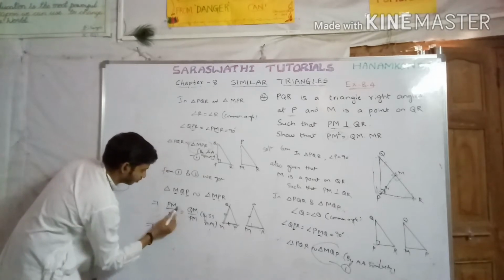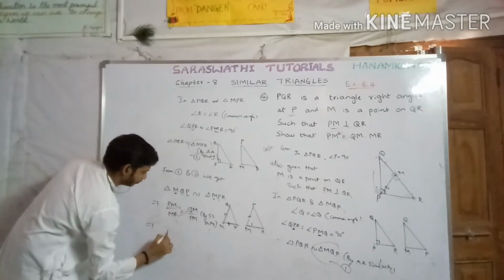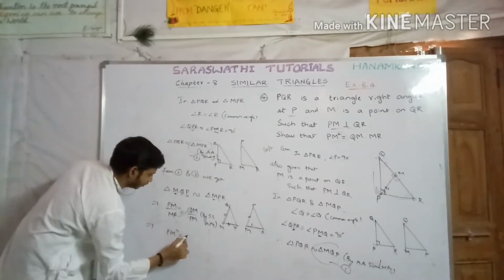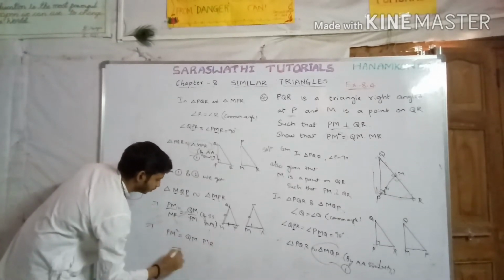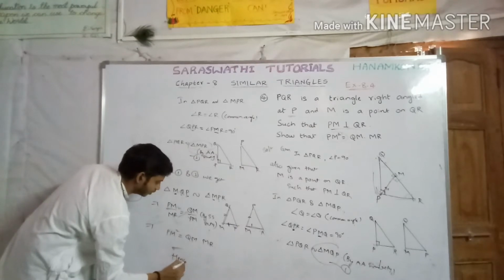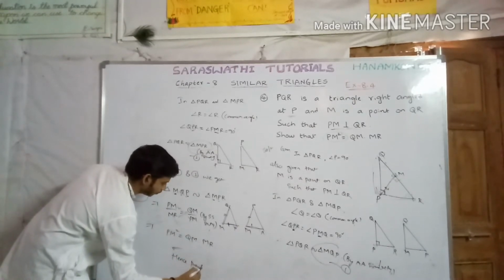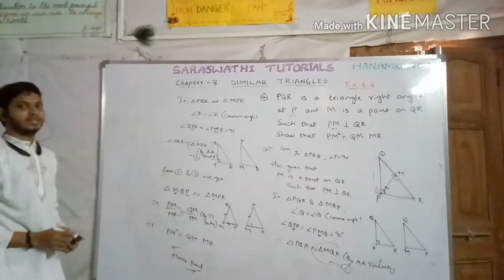Okay, so if we cross multiply, PM into PM comes as PM square equal to QM into MR. So this is the required proof. Hence proved. Okay, we shall discuss the next question.